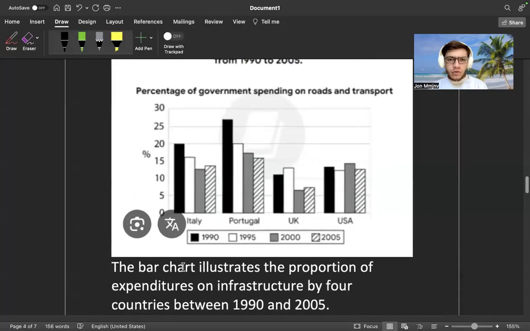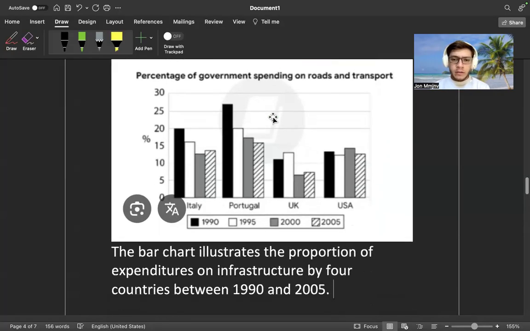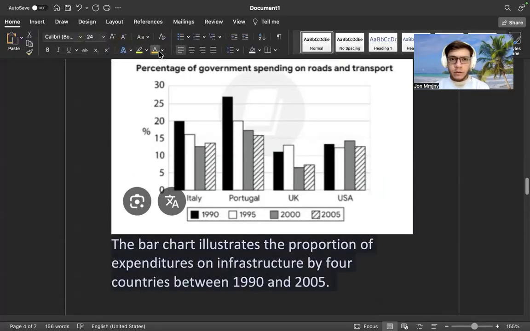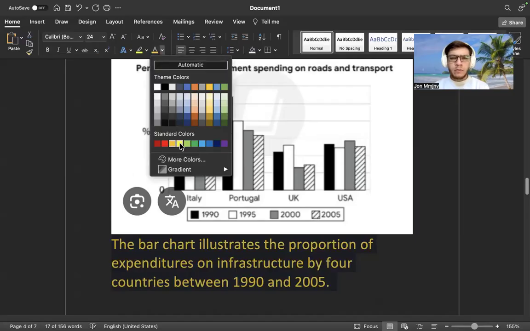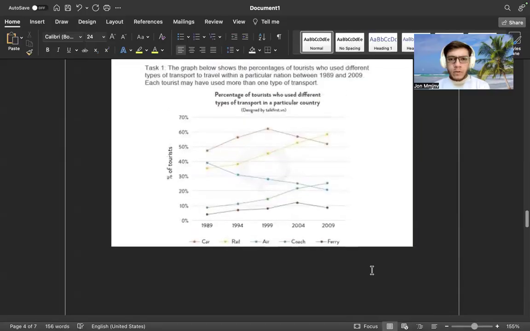By 4 countries, and then you have government spending, something that you can use in overview, but it's for another day. So this is the sample here. There you go. This is actually perfect. On infrastructure is a perfect paraphrase. There you go. So next one.